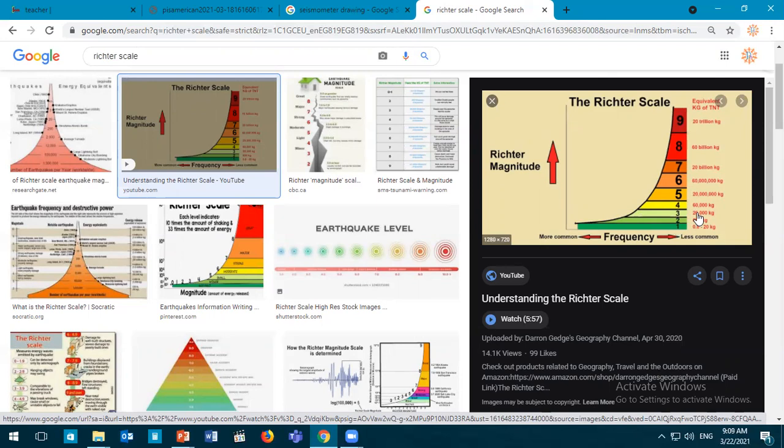As we move up to 6 points, it means the earthquake is so strong. It can cause a lot of destruction. So this is called the Richter scale.